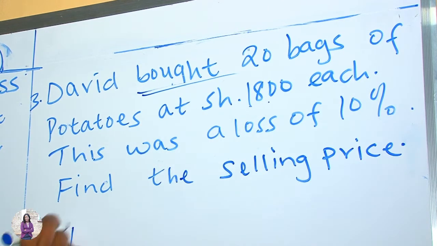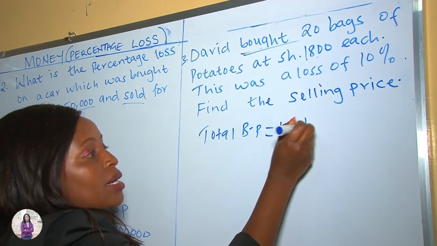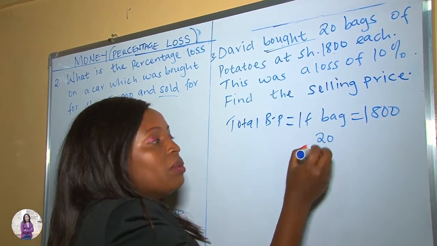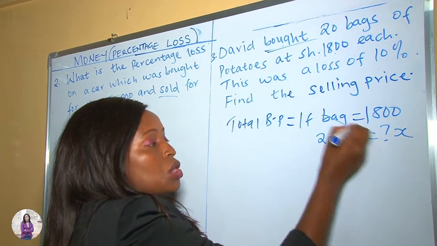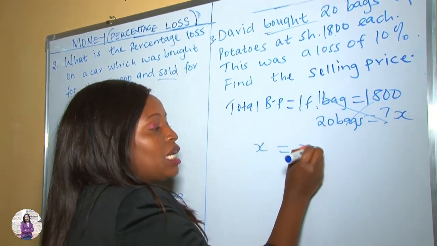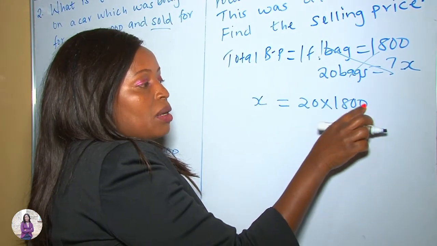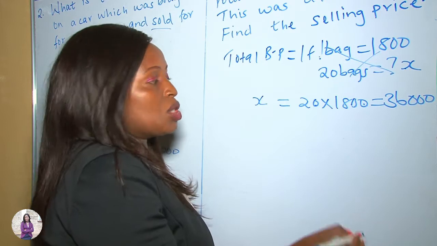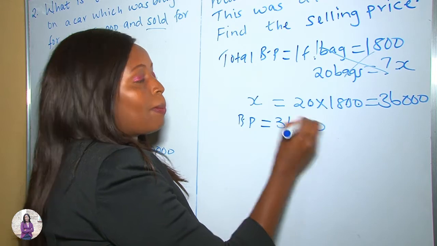So total buying price will be, if one bag was costing 1,800, what about 20 bags? We need to know the total price for the 20 bags is equals to what? So you cross multiply, we get 1, this is a bag, times x is equals to 20 times 1,800. 2 times 18 is 36. Then we add our 3 zeros there. So that's 36,000. So our buying price is totaling to 36,000.